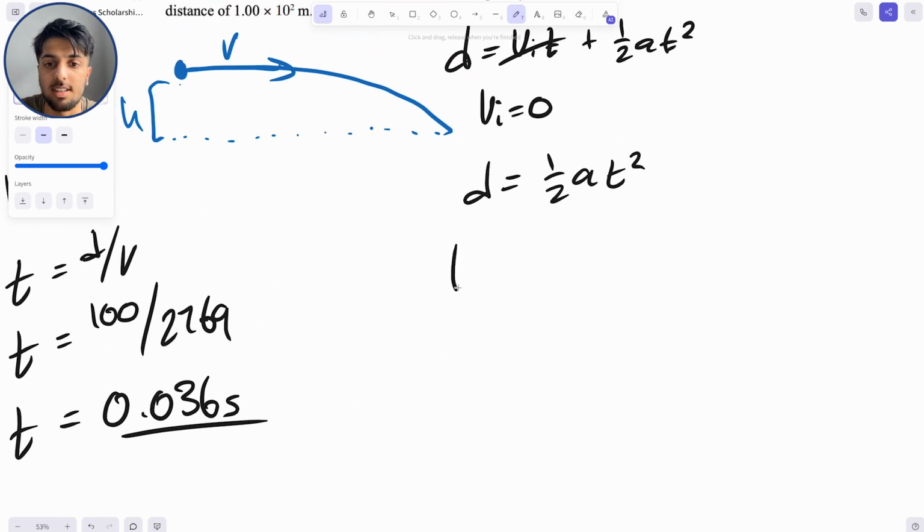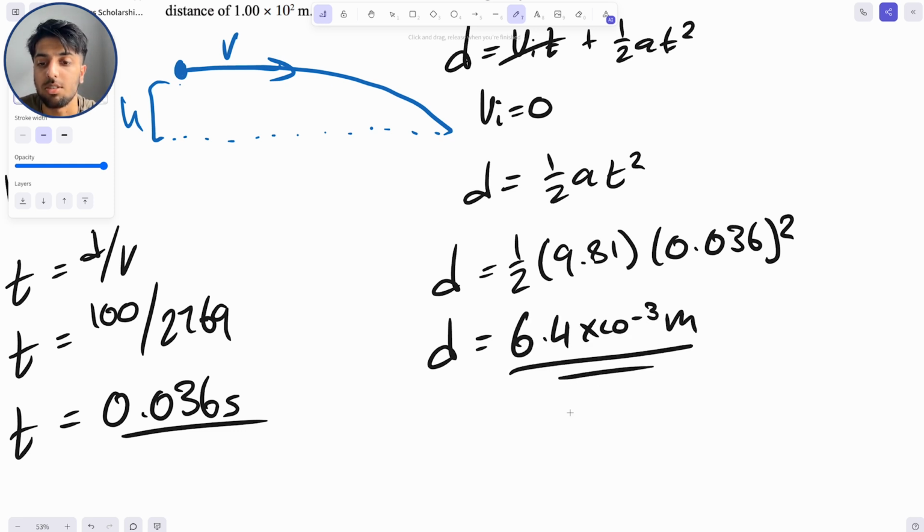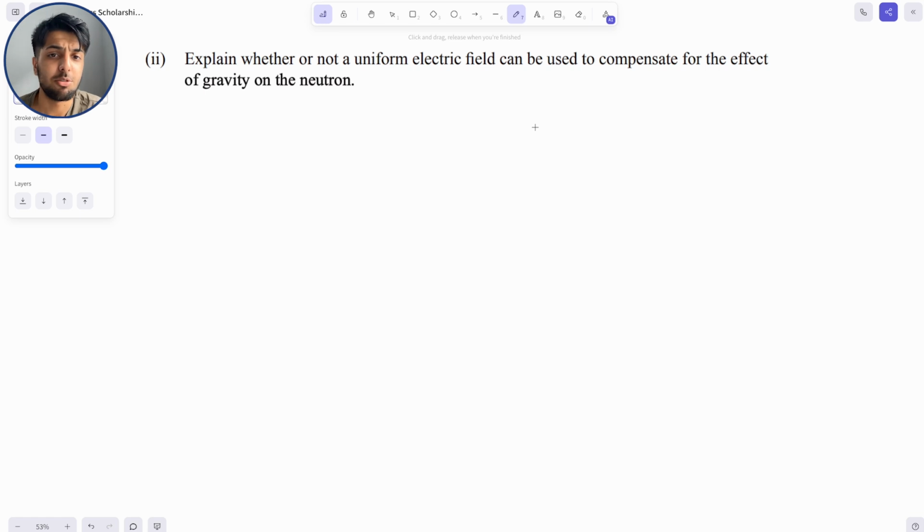So plugging that into here, we get distance is half times 9.81 times 0.036 squared. And that gives us a distance of 6.4 times 10 to the negative 3 meters. There we go. So explain whether or not a uniform electric field can be used to compensate for the effect of gravity on the neutron.